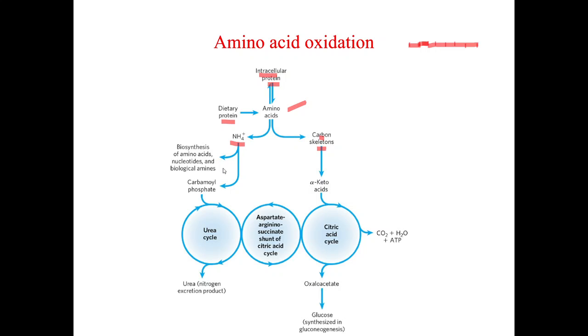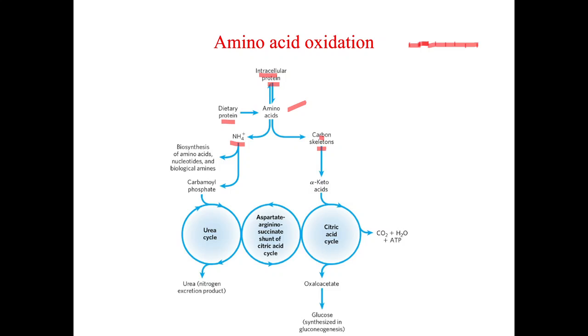Next, biological amines can use this ammonia group. So these are some of the fates of this ammonia group. We have made use of the amino group: we have made some amino acids, some nucleotides, some biological amines. So these were some of the utilizing reactions we have done.